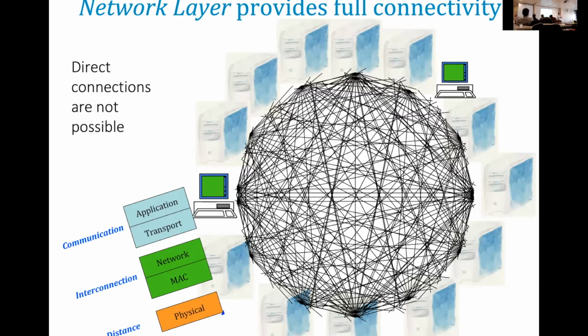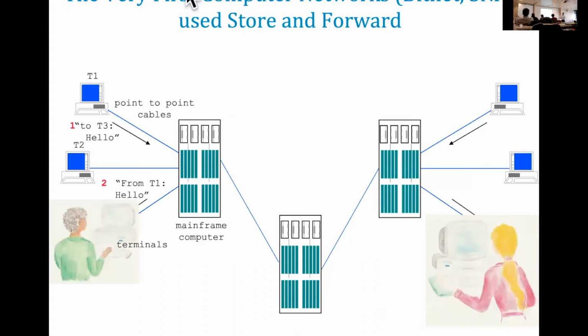Still, it's doable in a home office. For example, when you have a home office, you might directly connect most of your devices with a wire, but it's not doable on a network scale. We do it on the internet in a smarter way. Well, the very first computer networks used a method called store and forward. The way the internet works is really like the post.